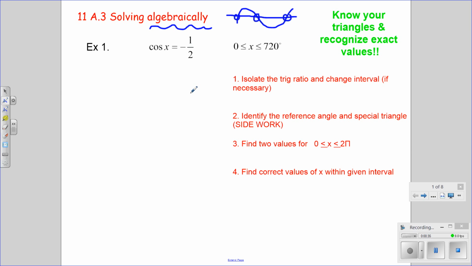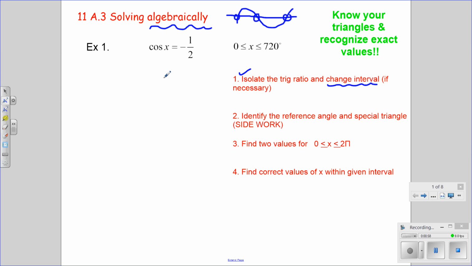So our first step, as we introduced in our last video, was isolate the trig ratio. And this time, you might need to also change the interval if you're not just given x as your input. And we'll look at an example where that happens. However, this one, our trig ratio is already isolated, and our interval does not need to be changed. So we've done that one.